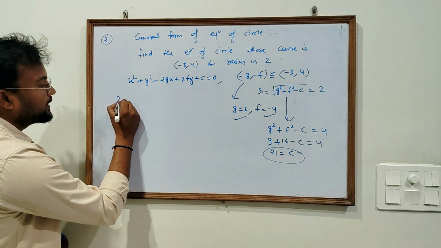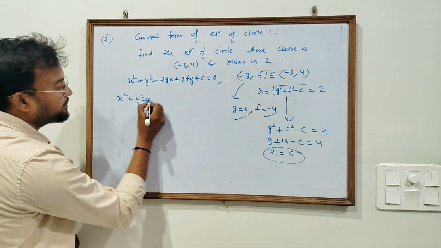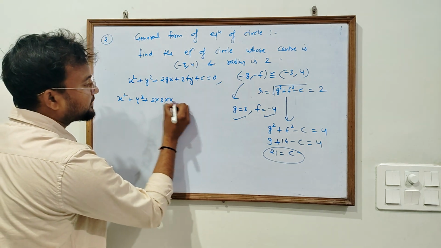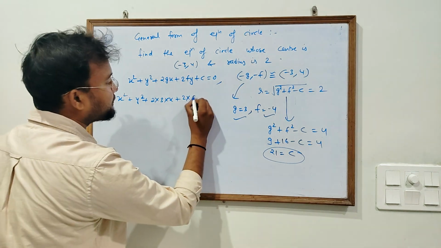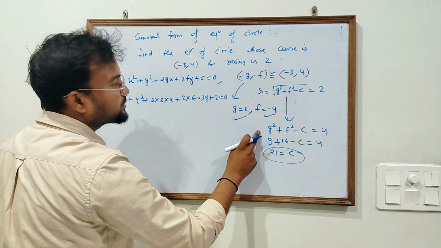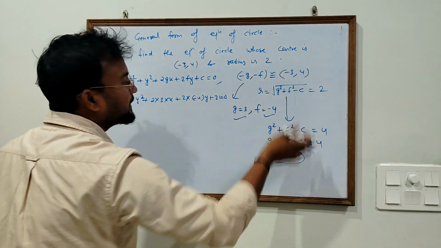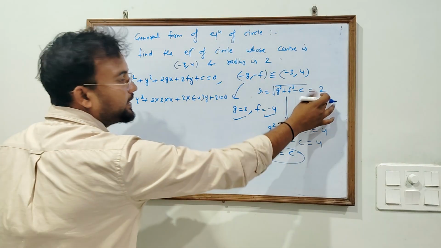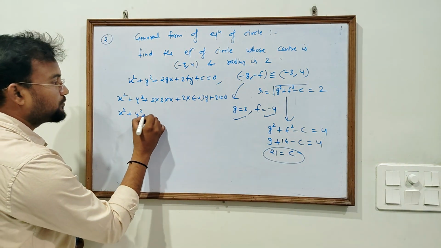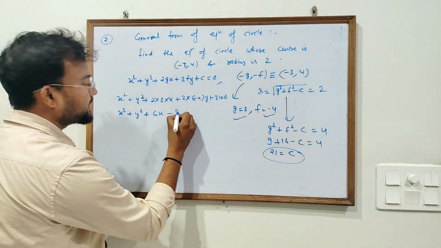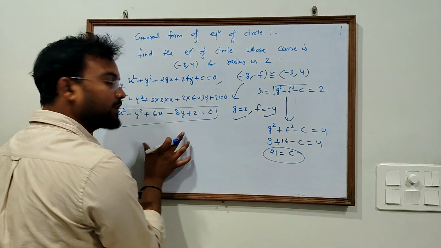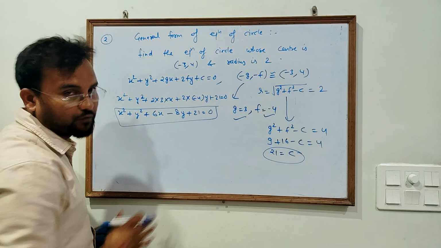We can plug in here: x square plus y square plus 2 into g x plus 2 into f y plus c is 21, and we have already taken the square of both sides. So this should be x square plus y square plus 6x minus 8y plus 21 is equal to 0. Bachcho, this is the equation of the circle, but this is the general form.